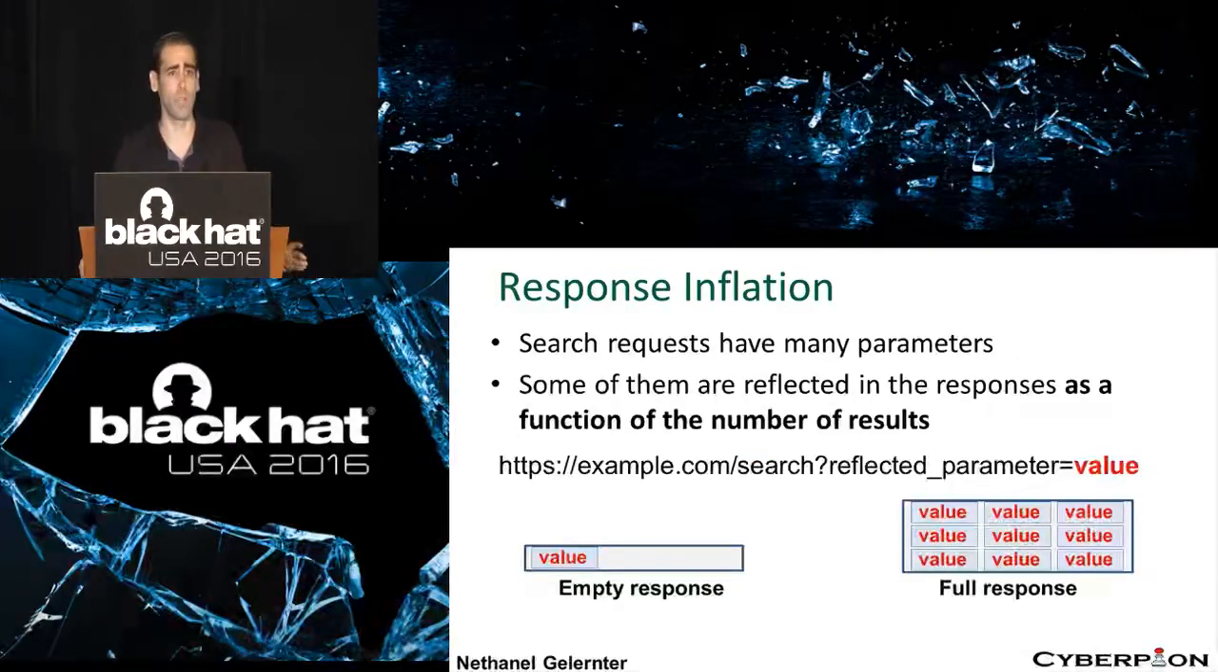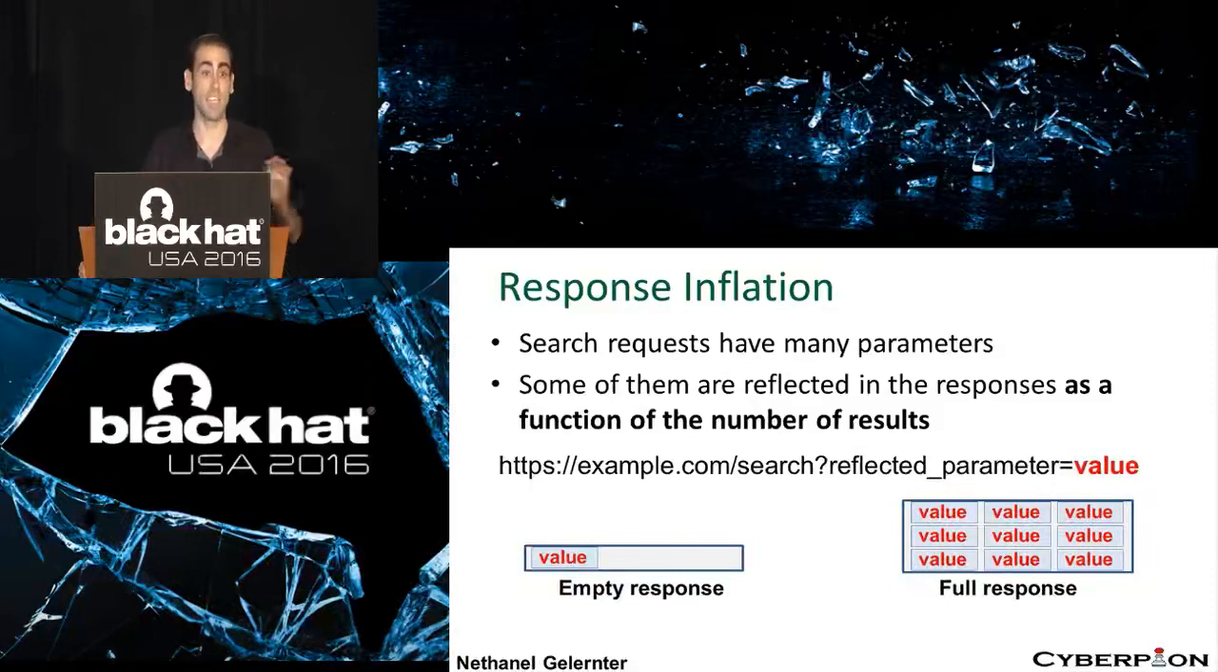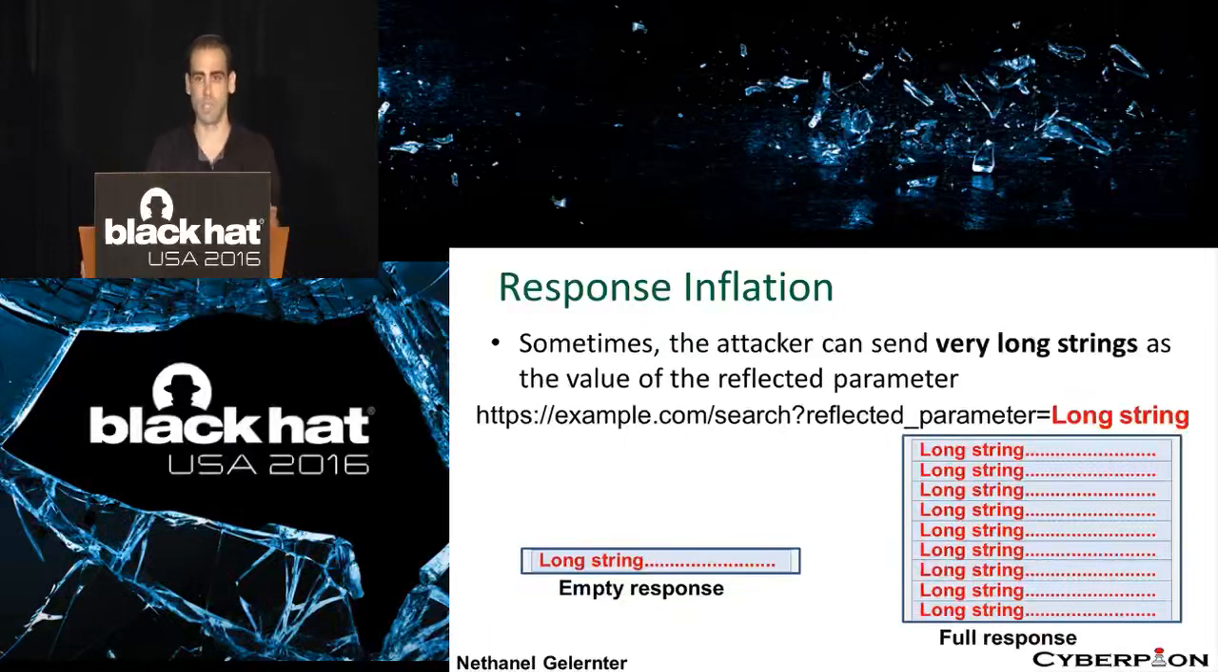Response inflation relies on the following observation. Search requests usually contain many parameters, and some of these parameters are reflected in the response as a function of the number of entries in the response. So in an empty response, the reflected parameters will not appear at all or only a few times, and in full responses, the reflected parameters will appear many times. Yet it is not enough. As you can see, the size difference is not significant, but if the attacker can send long strings, very long strings, as the reflected parameters, the size difference becomes very significant.